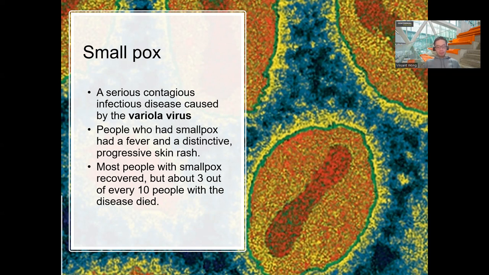But some are very lethal compared to other strains. So smallpox is very, very lethal, okay? It's caused by the variola virus, the same family of viruses that causes all the other pox viruses that we talked about, you know, chickenpox, monkeypox, all that stuff. And people who had smallpox would have fever, right? A distinctive skin rash that gets progressively worse. They will be in quite a bit of pain. Most people do recover, but about 3 out of 10 people with the disease will die. That is a pretty high mortality rate, right? 30% of the people who contract it will die.